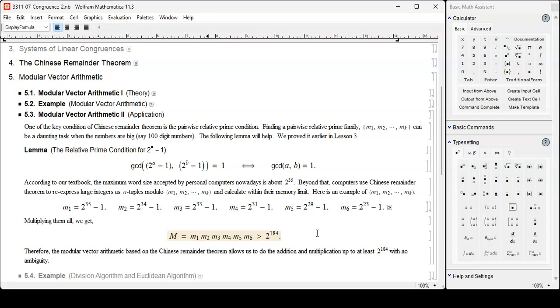moduli, which is greater than 2 to the 184th power. So basically, even your computers can handle only up to 2 to the 35th power. That's a memory limit. Using this modular vector arithmetic based upon the Chinese remainder theorem, we can improve the computing capacity to 2 to the 184th power. And computationally speaking, that's a big improvement.